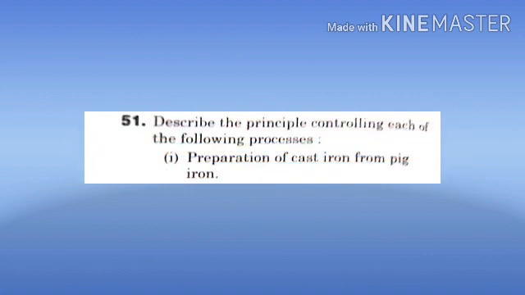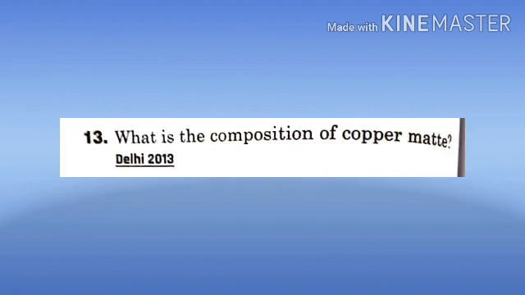The next question is, describe the principle controlling the following process. I have taken only one process, that is the preparation of cast iron from pig iron. Again you need to describe how the pig iron is converted into cast iron. Next question is, what is the composition of copper matte? So copper matte, we have studied it. Copper matte contains Cu2S and FeS.